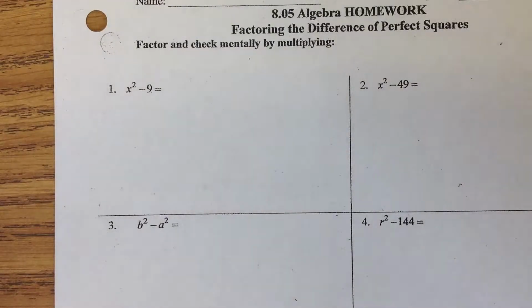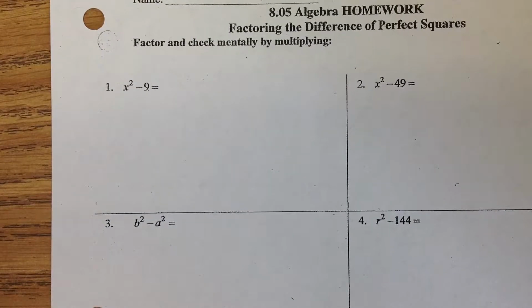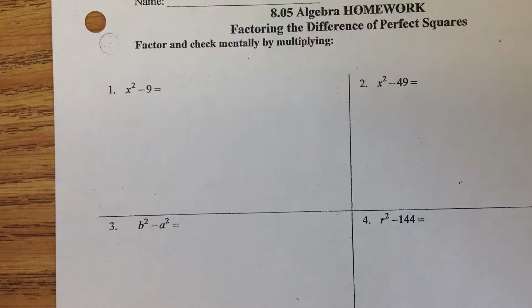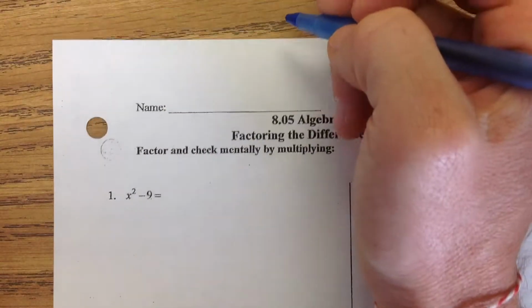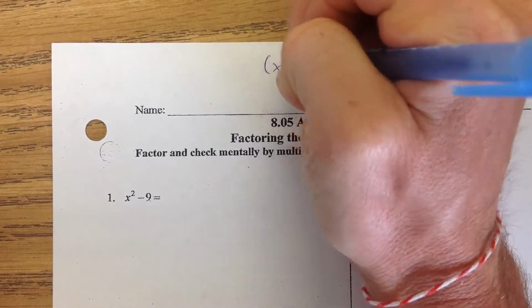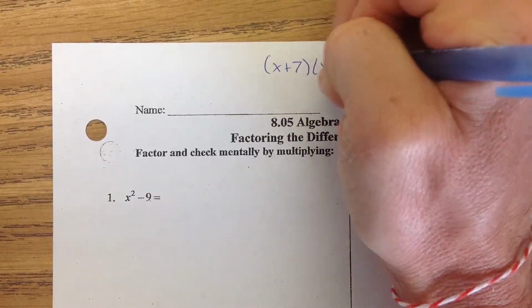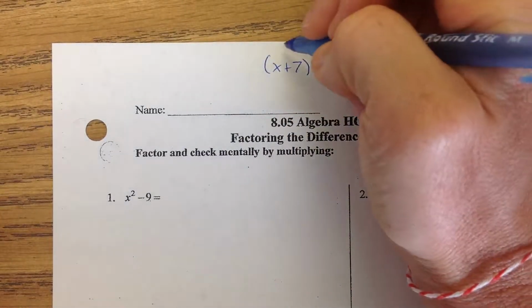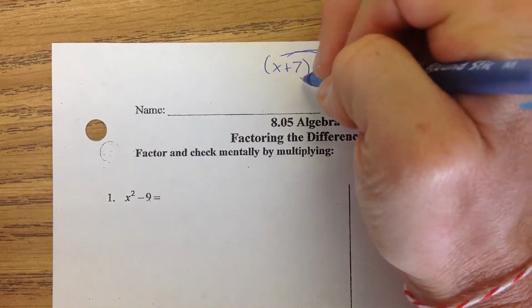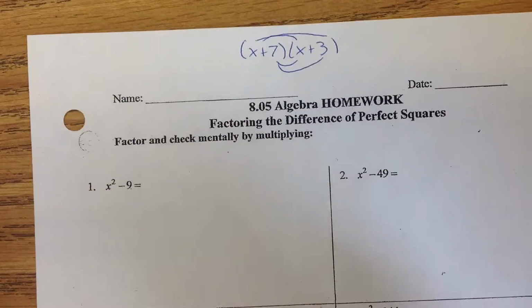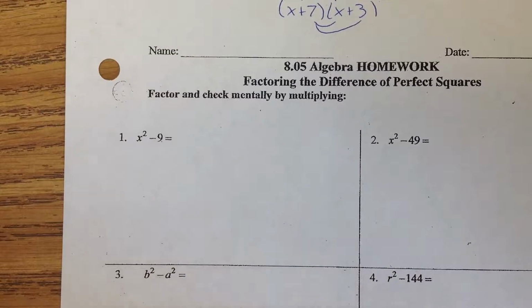Hello, welcome to homework 8.05, factoring the difference of perfect squares. So this is basically reverse double distribution. Instead of starting with one of these where we multiply them out, we're starting with something simpler and turning it back into those double parenthesis setups.